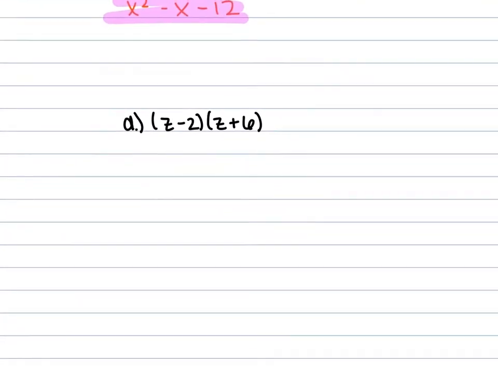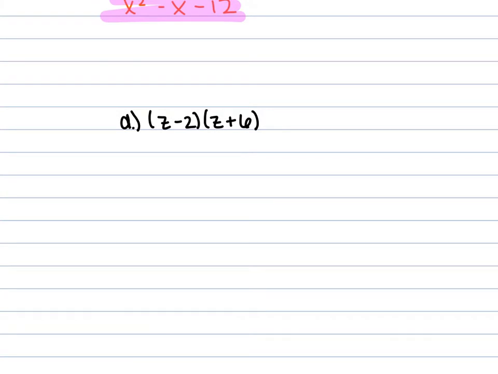For example 5, we have z minus 2 times z plus 6. So again, we're going to take the z in the z minus 2, distribute it into z plus 6. Then we'll take the negative 2 and distribute it into the z plus 6.